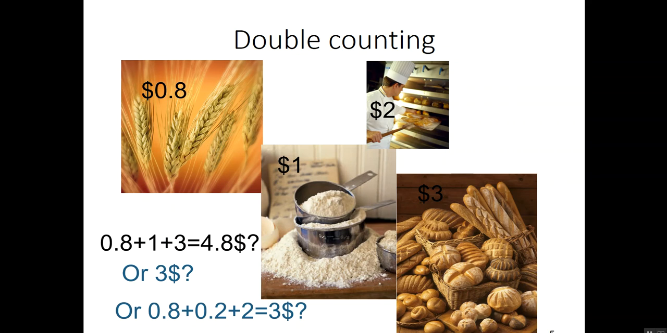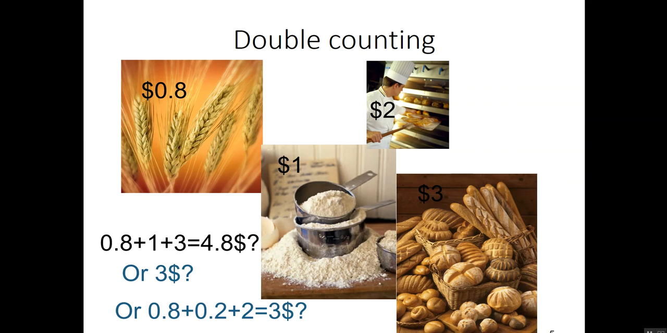On this slide, you can see the wheat you're going to use to make flour. That wheat is worth 80 cents. The flour used to make a loaf of bread is worth $1. The labor and other materials cost $2. And at the end, in the bakery shop, the loaf of bread costs $3.